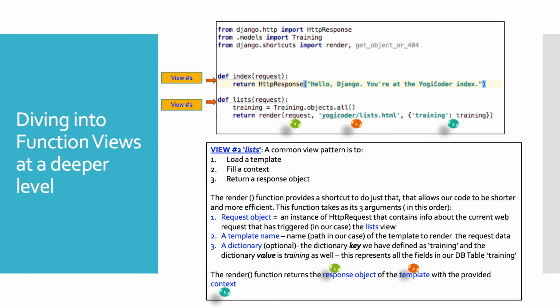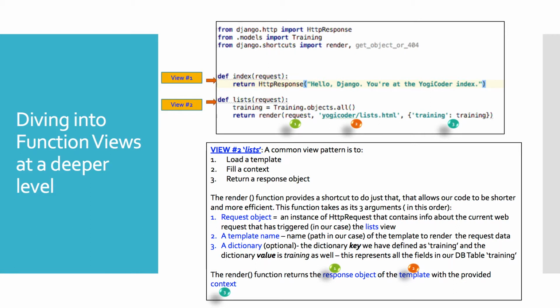So here we have, at the top portion of the screen, two views. One is the index view that we spoke about. You see how simple that is. And the second is also a function view. I call it lists. And now we start to tie into our backend database. And we have a whole other section on models and databases. And I encourage you to go take a look at that if that's something that's of interest to you.